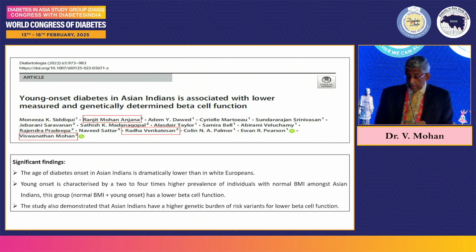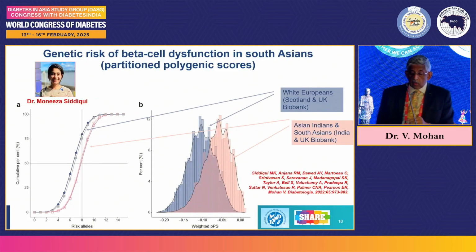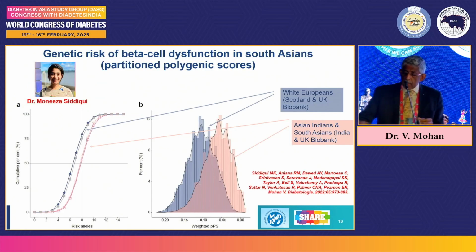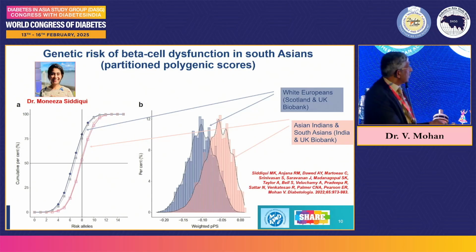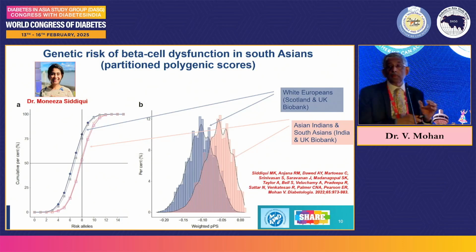And this is part of my Kelly West lecture, which is just published. So what we clearly show is that if you look at the genes for beta cell function, these are partitioned polygenic risk scores.